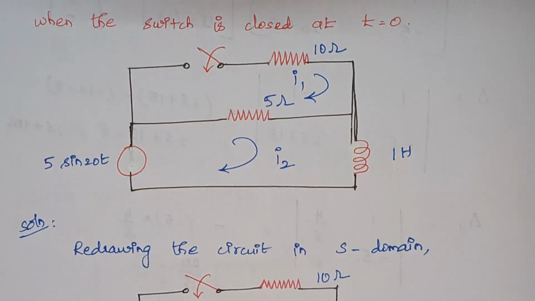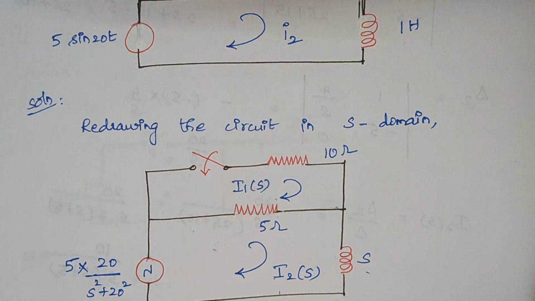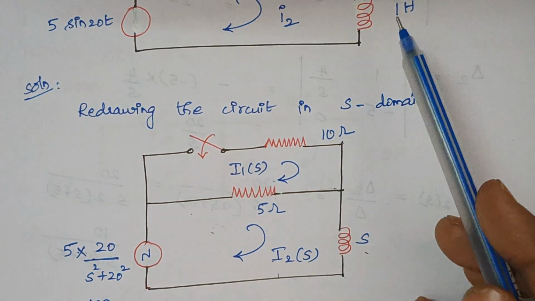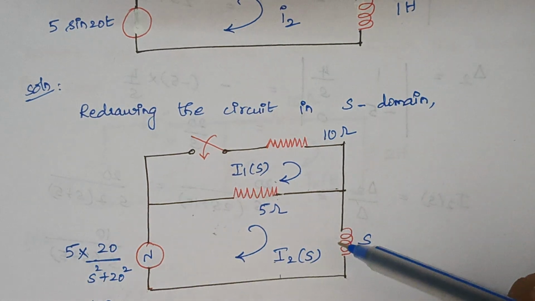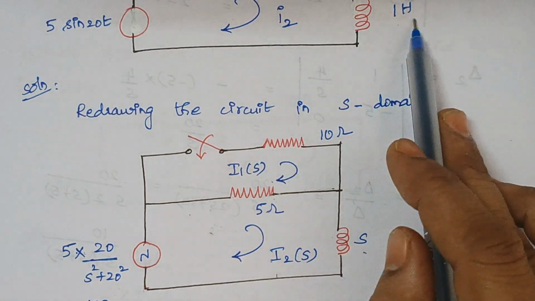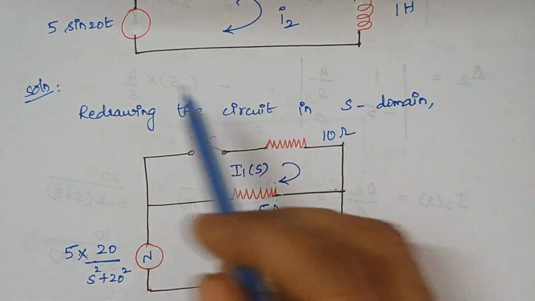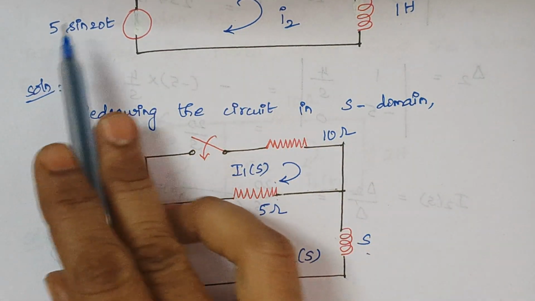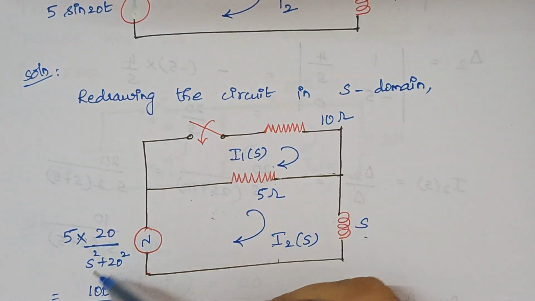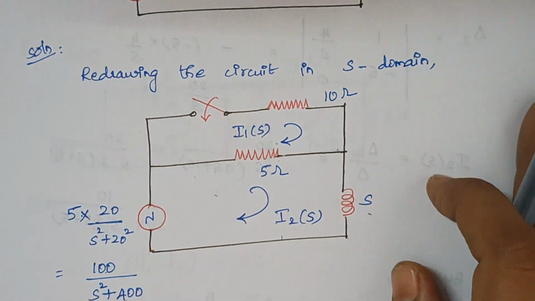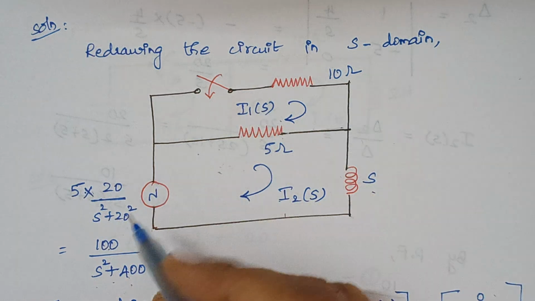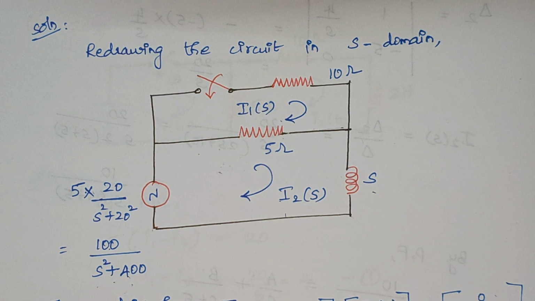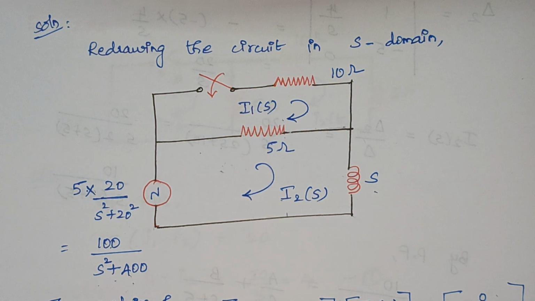That's it. So when you redraw the circuit, you see here the resistor values remain the same, and the inductor becomes simply S, because here it is of value 1, therefore it becomes S. And again when you take Laplace for this source, 5 remains as such, sin 20t becomes 20 by S square plus 20 square, and once you solve here the answer is 100 by S square plus 400. Right.